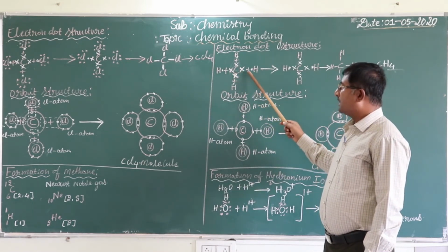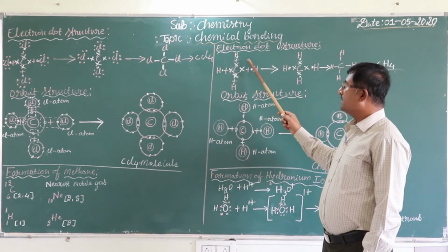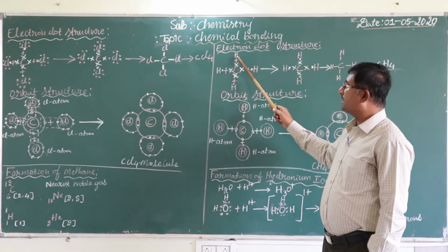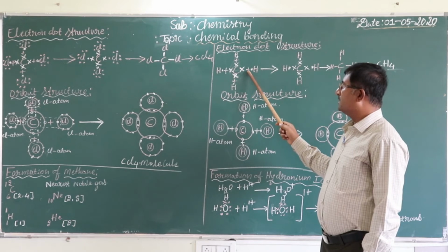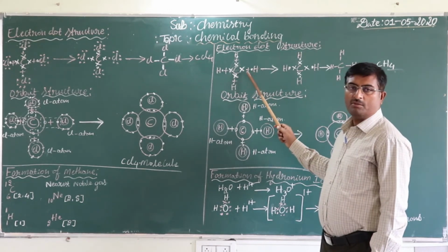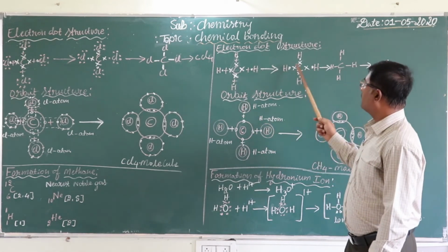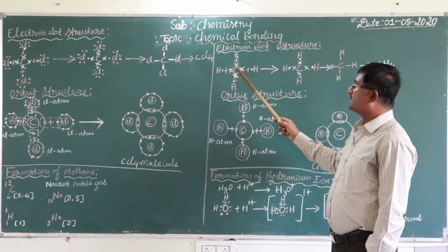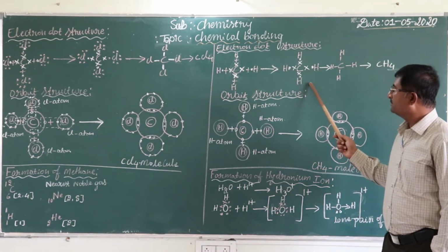Carbon in the outermost orbit has 4 electrons, so I have written 4 X. Each hydrogen atom has 1 electron, so 1 dot near each hydrogen. This is before combination, so in between carbon and hydrogen we have to write a plus. Next, after the combination, we write the same as it is, the only difference is we have to remove the plus sign. If you remove the plus sign, we get the structure after the combination.